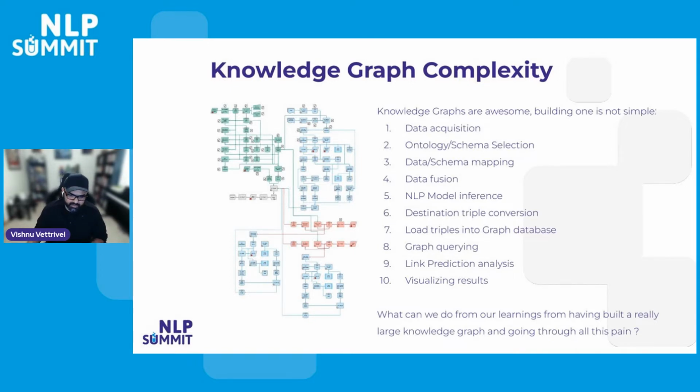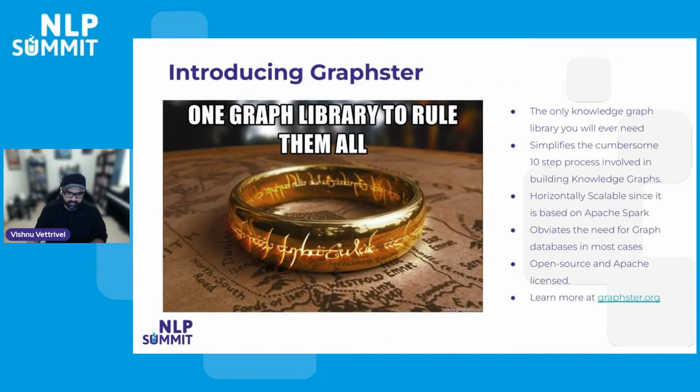And that was the genesis for the idea of building this open source library we're talking about called Graphster. I've been watching a lot of Tolkien, but anyway, the idea is that it will be this one knowledge graph library that you would ever use to not only acquire the data and handle all the 10 steps we went through, but really build a functional knowledge graph that you can actually do things with, without having to build this massive pipeline that I showed you before, right?